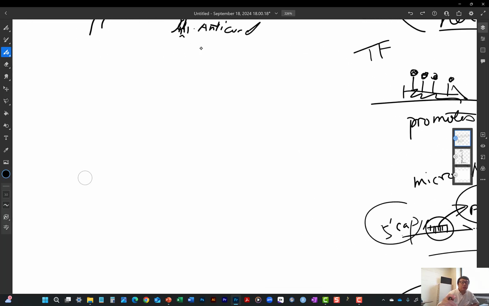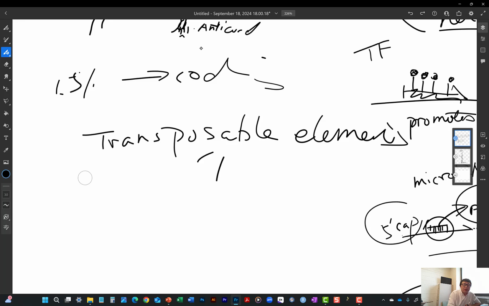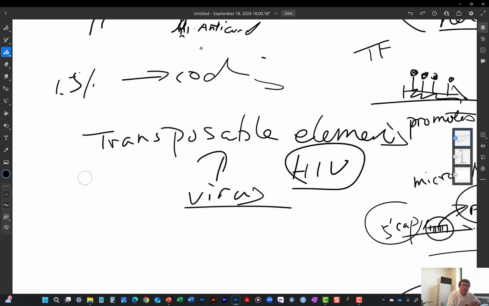So lastly, I'm not sure I mentioned this. So lastly, we talked about the genome. We already mentioned that only 1.5% of the genome is coding sequence. And then here we mention, particularly, the transposable elements. Transposable elements actually came from viruses. Some viruses, nowadays, there are still some, like HIV. HIV is this type of virus. When this virus infects the human cells, they integrate their genome into the human genome.